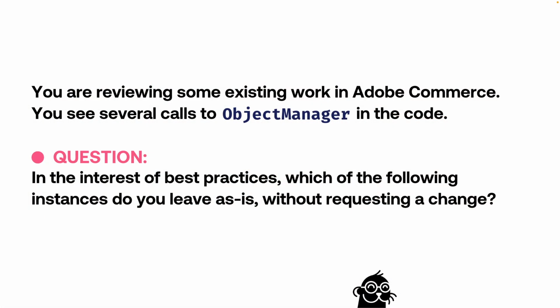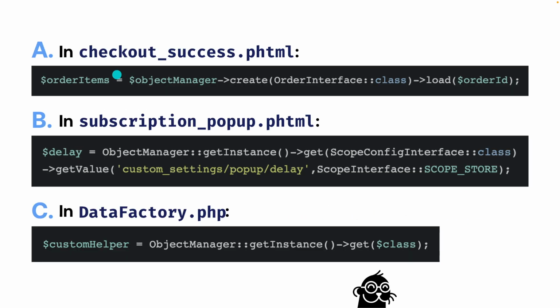Let's jump into the question itself. You are reviewing some existing work in Adobe Commerce. You see several calls to ObjectManager in the code. In the interest of best practices, which of the following instances do you leave as is without requesting a change? We have 3 answers right now. In checkout_success.html, in subscription_popup.html, or in DataFactory.php.